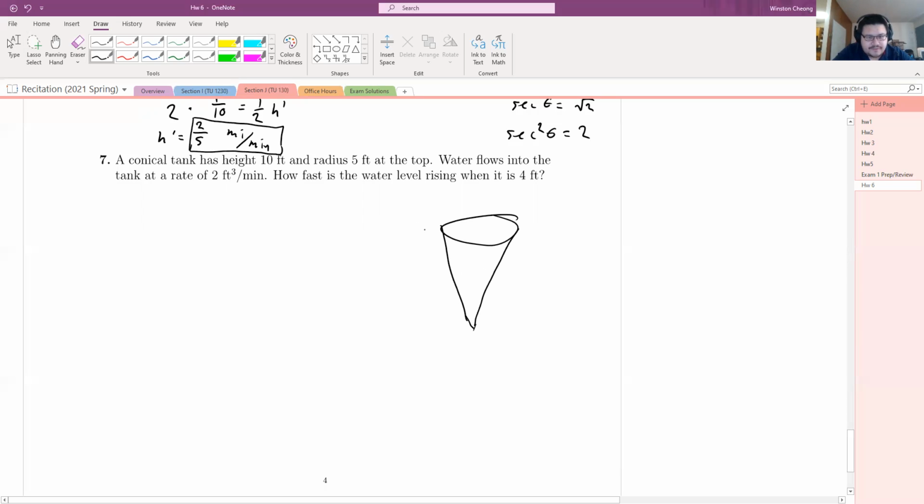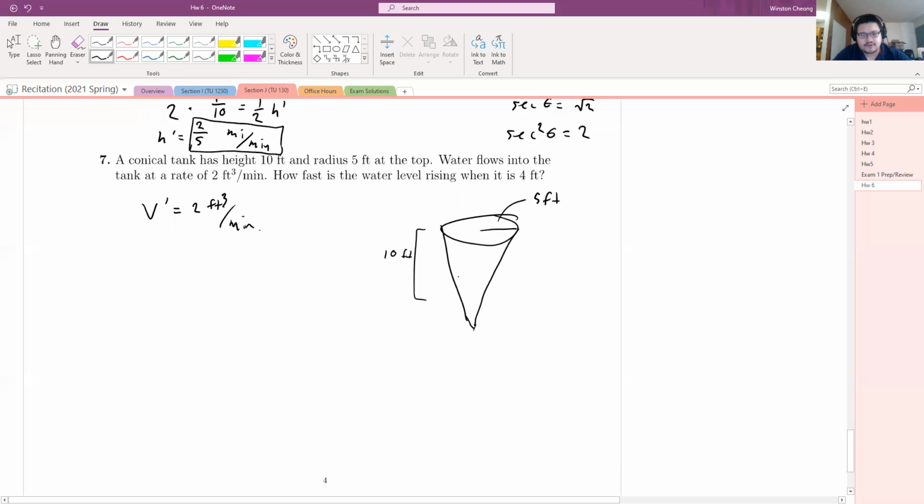And now the height is 10 feet. The radius is 5 feet. And the water is flowing into the tank at some rate. So water flowing in, that's going to correspond to some volume. So we're going to say that the rate of change of volume is 2 feet cubed per minute. Okay. And we want to know how fast is the water level rising when it is 4 feet.